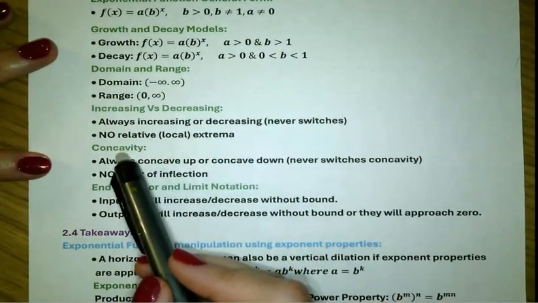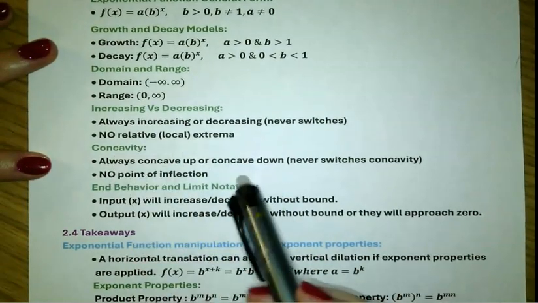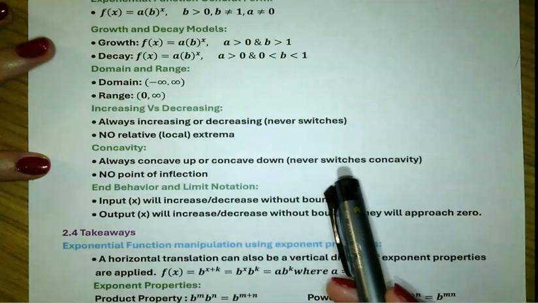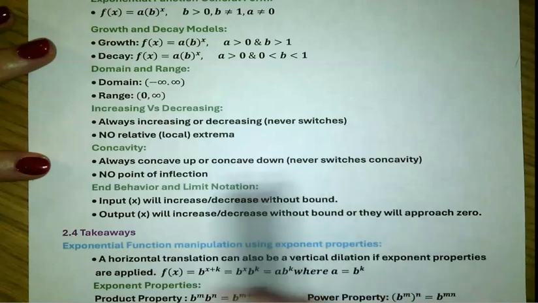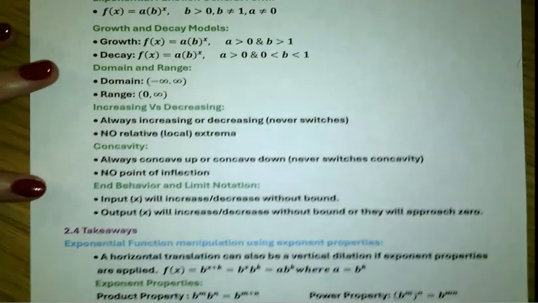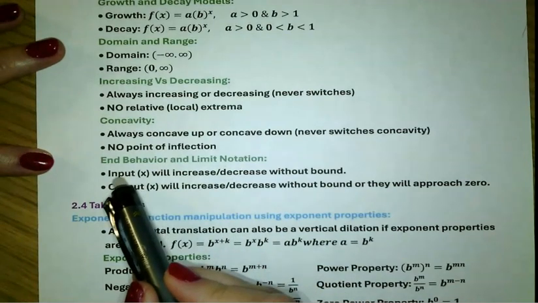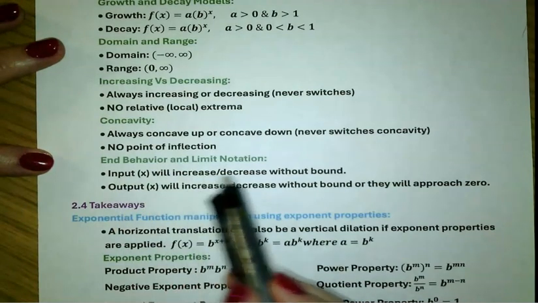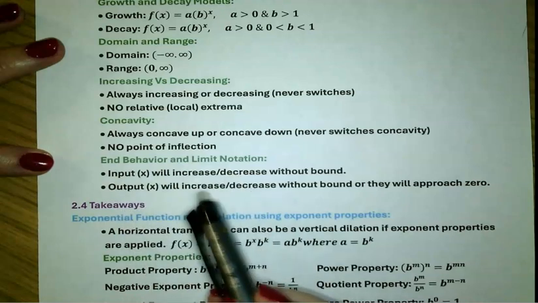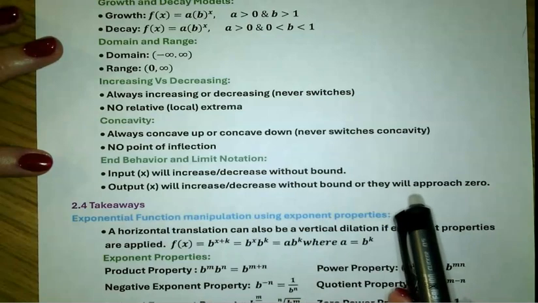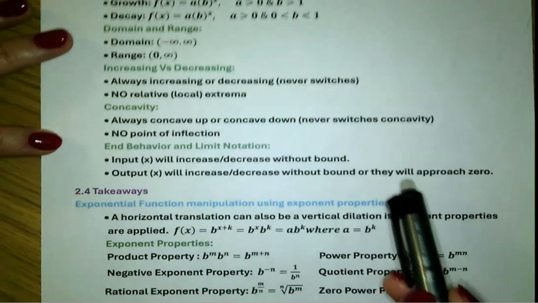When we talk about the concavity, whether it's concave up or concave down, it's only one or the other. It can never switch between concavities within the graph. Therefore, there is no point of inflection. We talked about end behavior and limit notation. So as the x's or the inputs increase or decrease without bound, the outputs will either increase or decrease without bound, or they might approach 0 depending on the function.